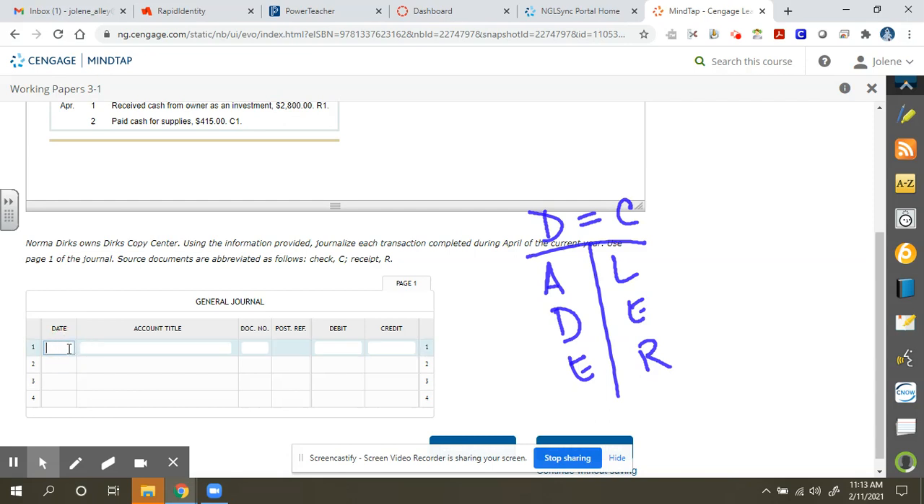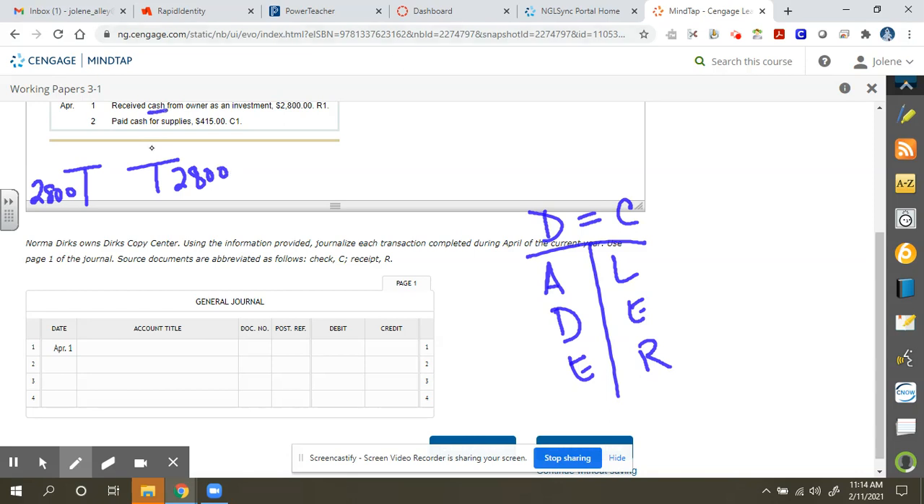The first transaction says April 1st. We'll plug that in. April 1st, you have to put the period after April. And it says received cash from owner as an investment. So the first thing I have to do is figure out what 2 accounts are being impacted by this transaction, and I'll make a T-chart for each one of them. One of them is going to be $2,800 as a debit, and the other one's going to be $2,800 as a credit.